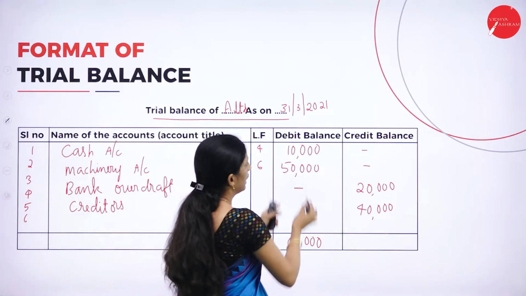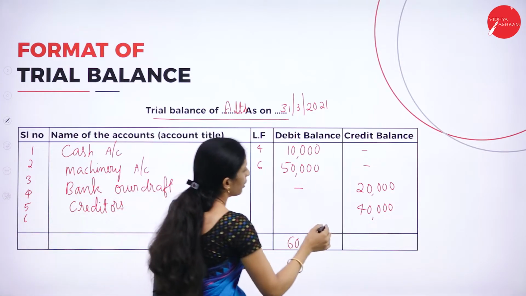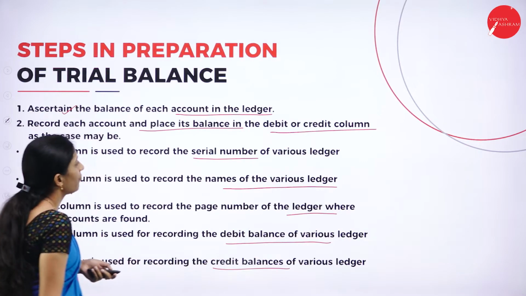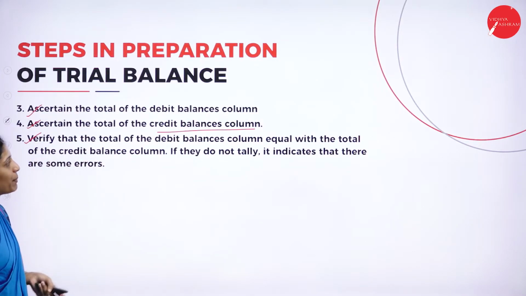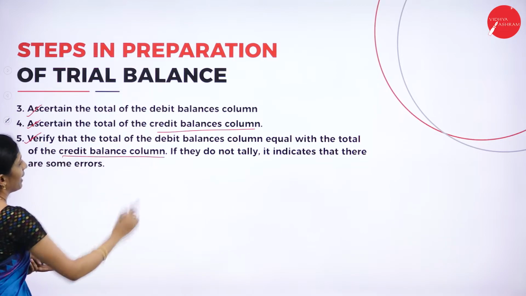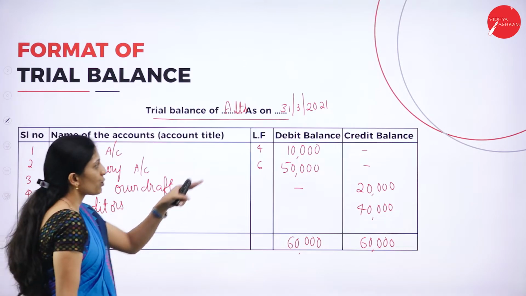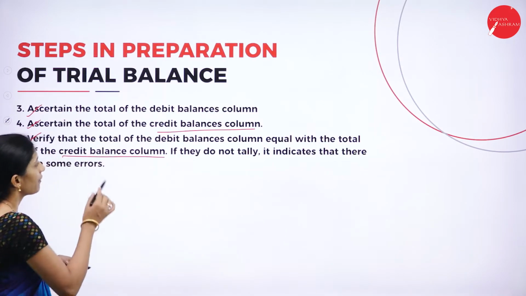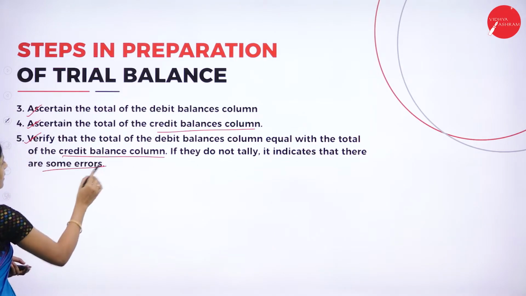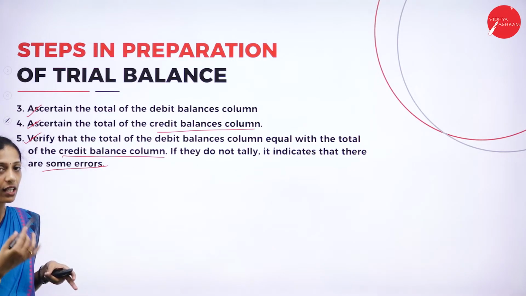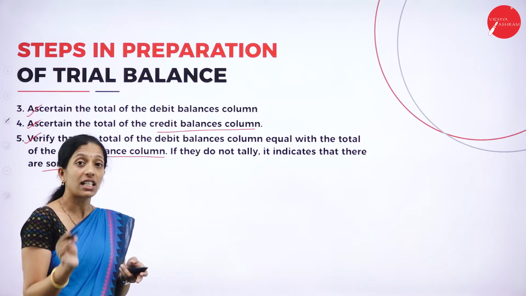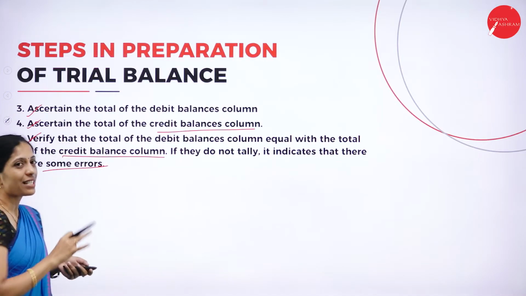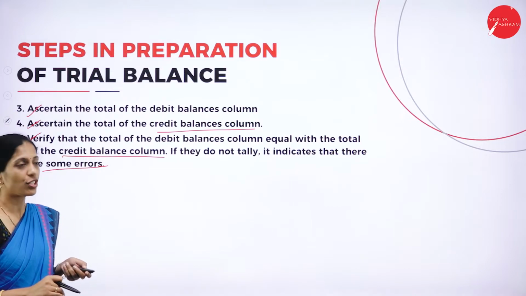Next step is what? After adding all the debit balance column, now add all the credit balance column. So here also it is 60,000. After that, verify that the total of the debit balance column is equal to the total of the credit balance column. If they do not tally, it indicates that there are some errors. If it tallies, then there is no error or mistake. If it doesn't tally, then we have to look through the ledger accounts for some mistake. These are the steps involved in the preparation of a trial balance.